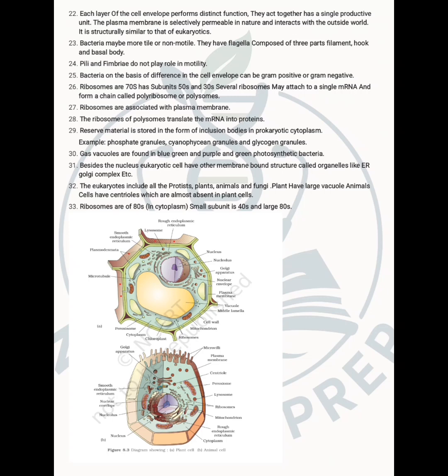For example, phosphate granules, cyanophycean granules, and glycogen granules. Gas vacuoles are found in the blue-green and purple and green photosynthetic bacteria.